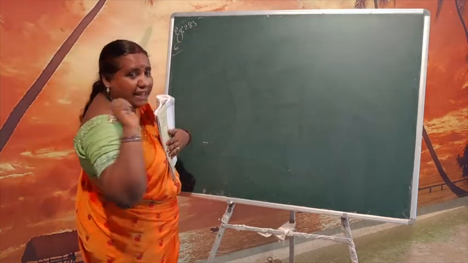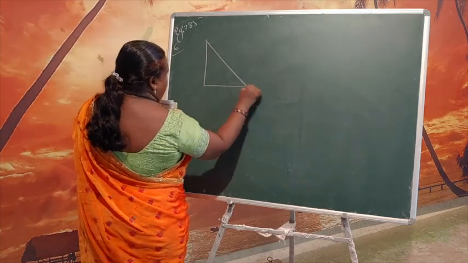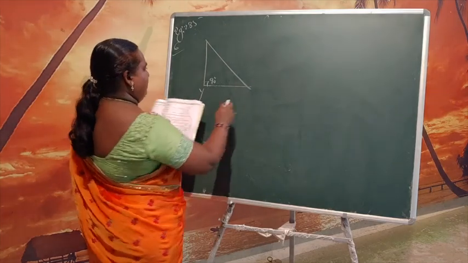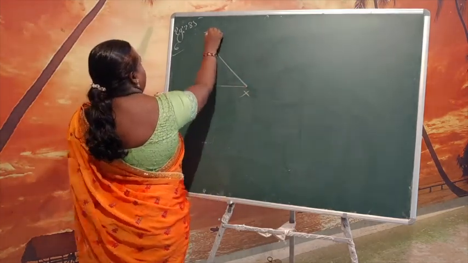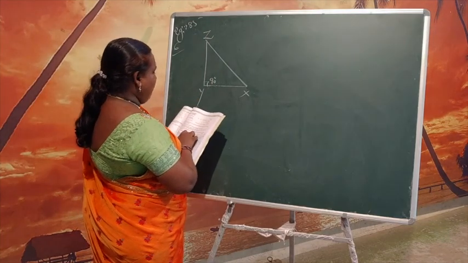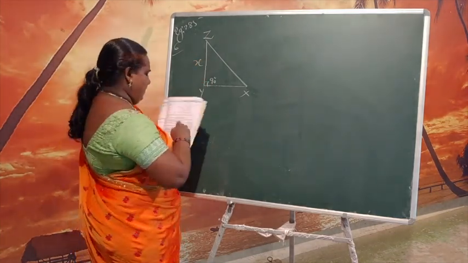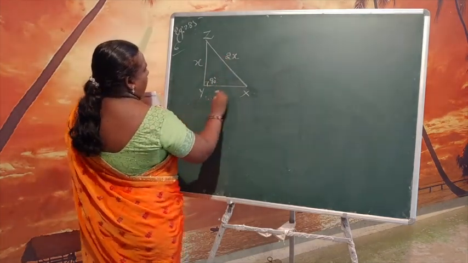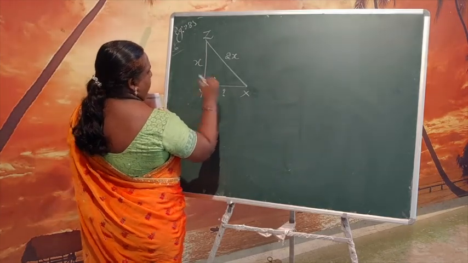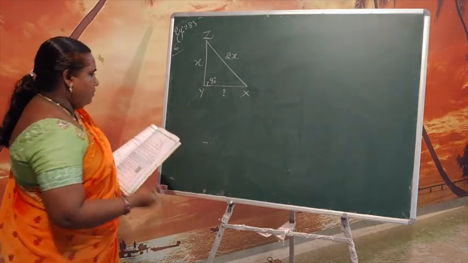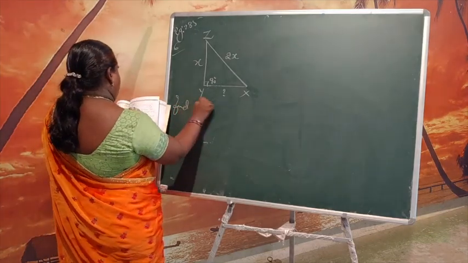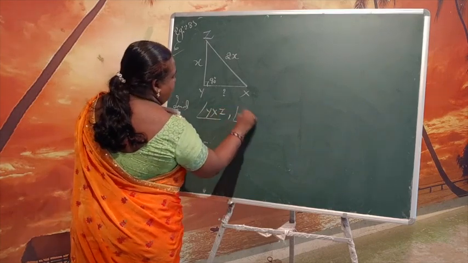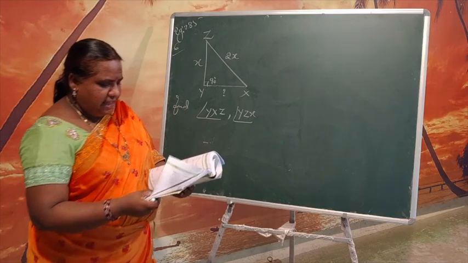Right angle at Y. So, draw the right angle triangle with Y as 90 degrees. Then, XZ, somewhere you write XZ. YZ is equal to X. And this value automatically they gave. And XZ is equal to 2X. This value also they gave. Now we have to find out this. What is YX? And finally we have to find angle YXZ, comma angle YZX. This is the information given.